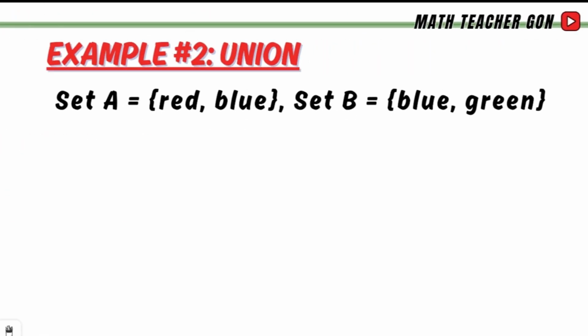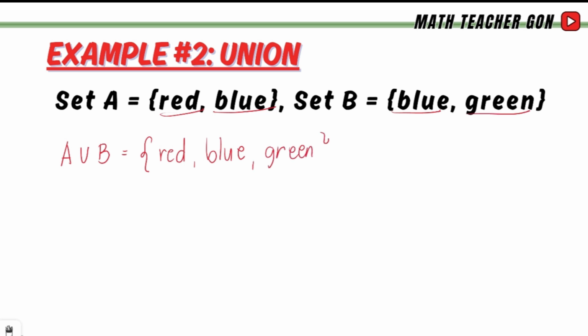So you have here an example for the union. We have to unite A and B. A union B. So you have to write red, blue, and then for set B you have blue, so it's written only once, and then green. So our answer for A union B, we have red, blue, and green.